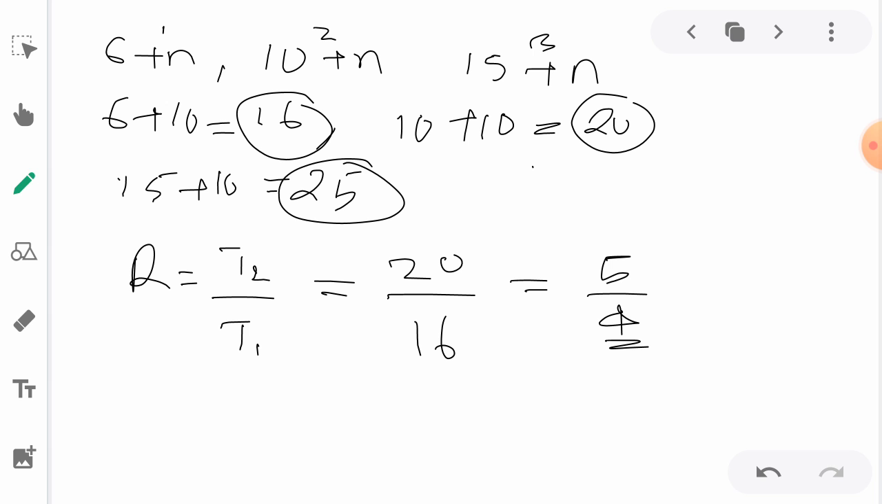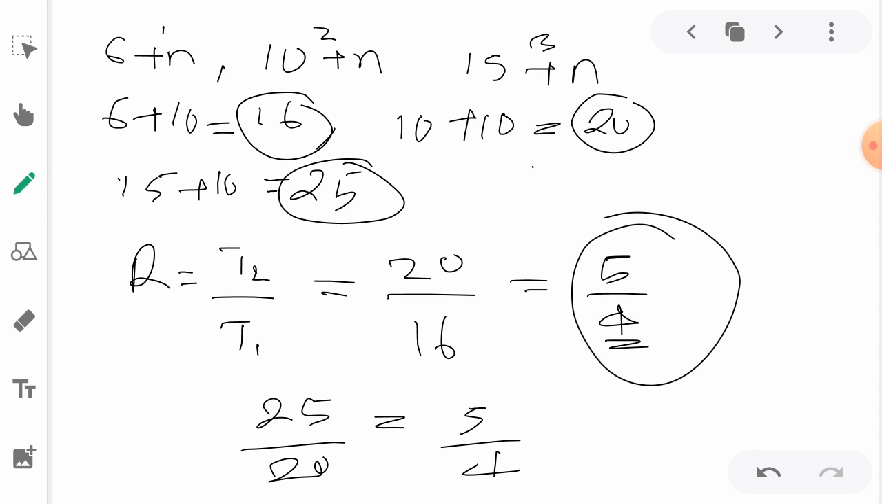Or if you want, you can say 25 over 20. 5 can go into 25, how many times? 5. And 5 can go into 20, how many times? 4. So when you get the third term and divide by the second term, it should give you the same common ratio. So in this case, our common ratio is 5 over 4.